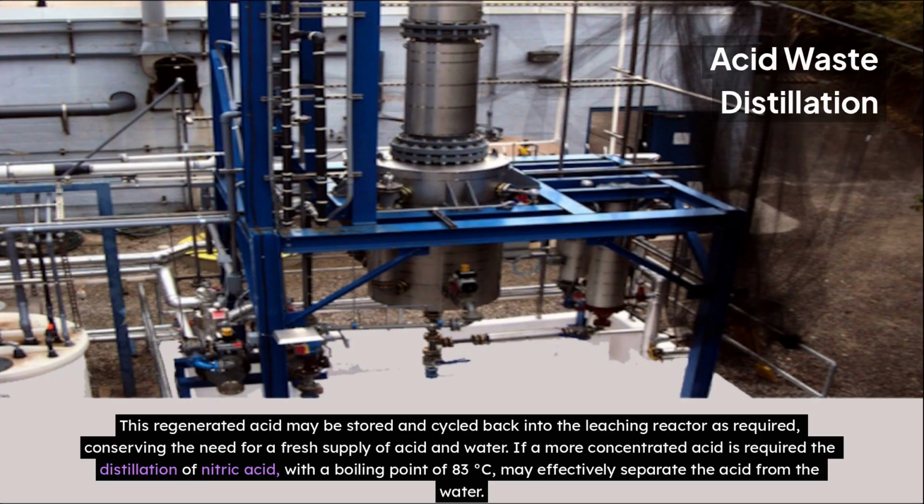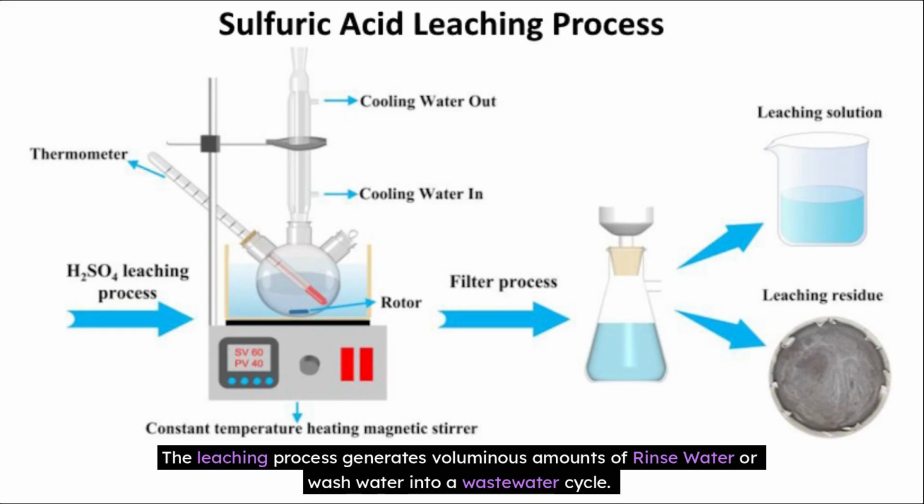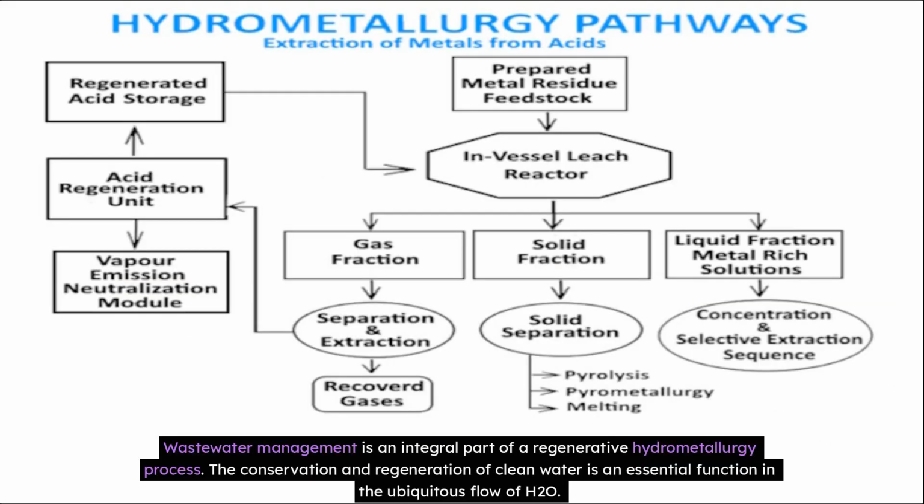If a more concentrated acid is required, the distillation of nitric acid, with a boiling point of 83 degrees Celsius, may effectively separate the acid from the water. The leaching process generates voluminous amounts of rinse water or wash water into a wastewater cycle. Wastewater management is an integral part of a regenerative hydrometallurgy process. The conservation and regeneration of clean water is an essential function in the ubiquitous flow of H2O.